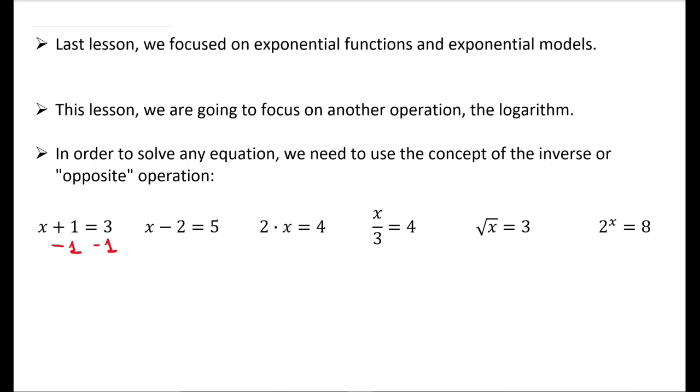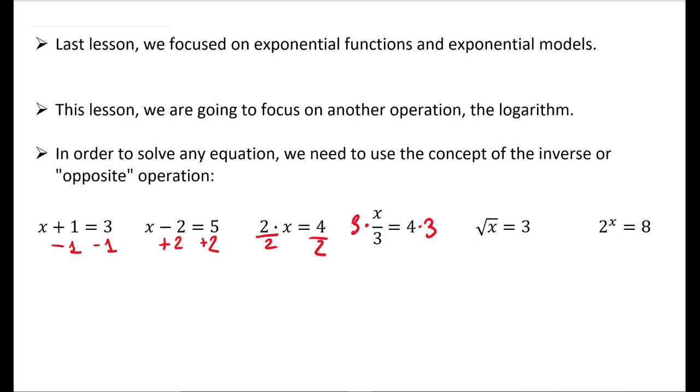Now, in order to get rid of the negative 2 in the next equation, I'm going to do the opposite of that, or the inverse of that, which is adding. The next equation, we have 2 times x equals 4. Well, we want to do the inverse of multiplication, which is going to be division. All right, now we have x divided by 3. Remember, the fraction bar means division. So x divided by 3 equals 4. What's the opposite or the inverse of division? Well, we have to multiply. So the opposite of dividing by 3 is multiplying by 3. So we're going to multiply by 3.